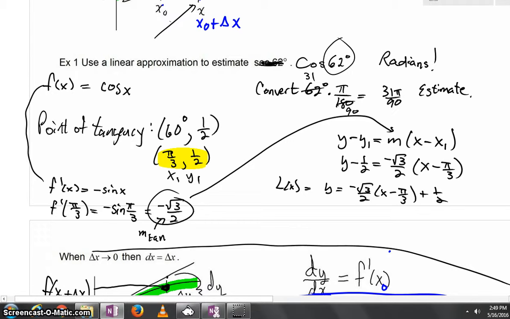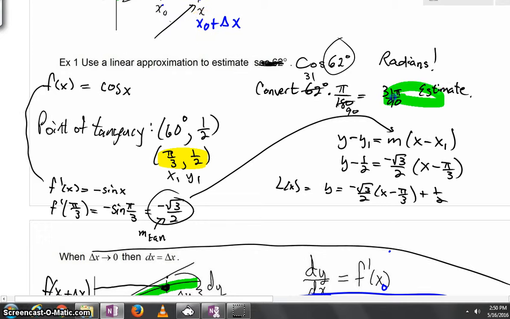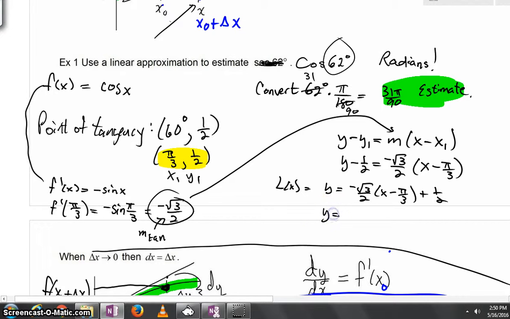Guess what we're going to plug in now? We're going to plug something into that. The estimate. We're going to say, you know what? We're supposed to figure out what's going on at 62 degrees. We're trying to figure that out. And you know what? That right there is our estimate. We're going to plug that in. And we're going to see what we get. So we get y is equal to negative root 3 over 2 times 31 pi over 90 minus pi over 3 plus 1/2.